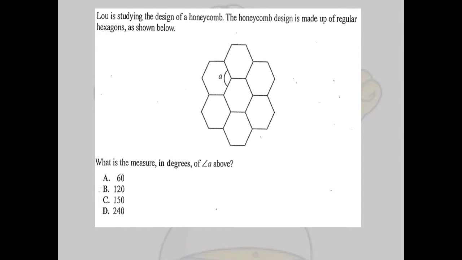Lou is studying the design of a honeycomb. The honeycomb design is made up of regular hexagons, key word there, as shown below. What is the measure in degrees of angle A?